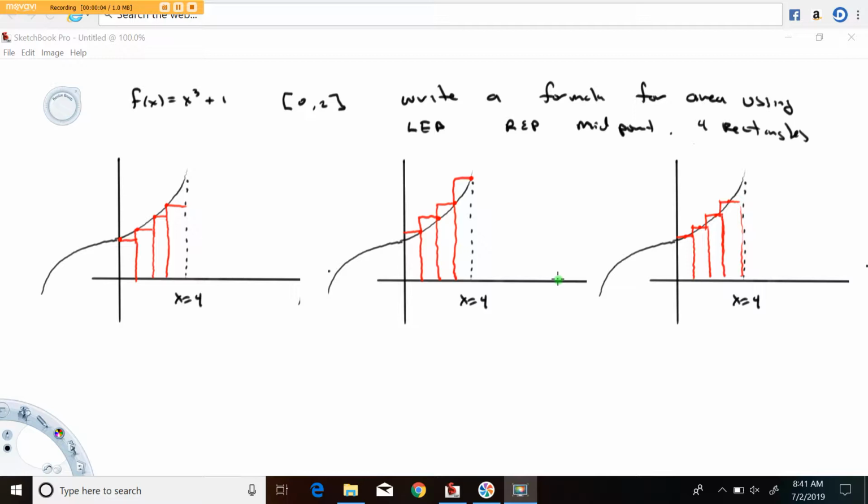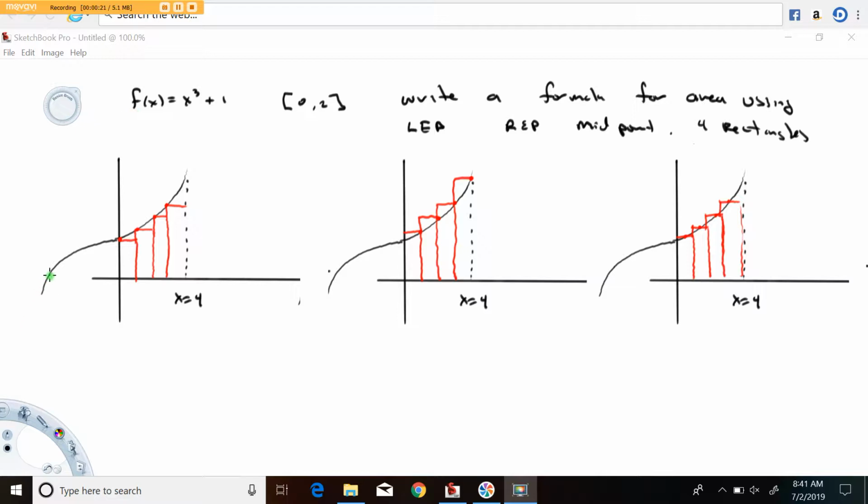I'm making this video to provide examples of how to write formulas for area under curves using different, I'll call them rectangle schemes. We're going to go through three examples. In all examples we're talking about the function y equals x cubed plus 1.